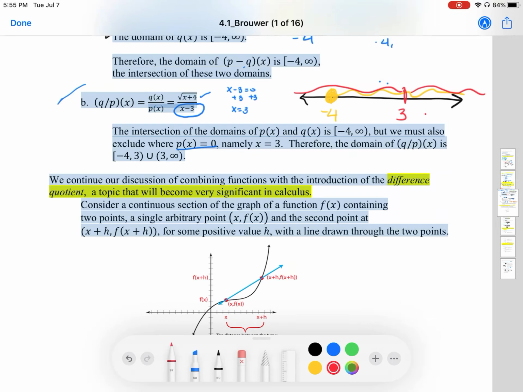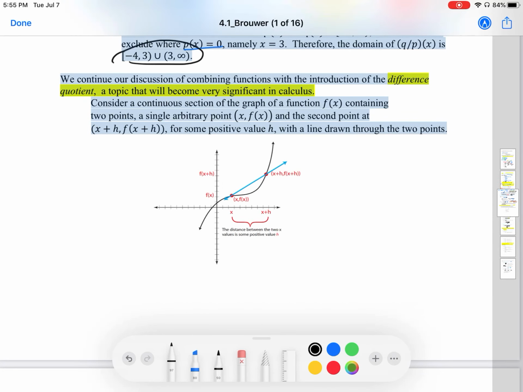So 3 is the open circle. So where do they overlap? We see they overlap from negative 4, and then we have to stop at 3. 3 has an open circle, and then we continue from 3 to infinity. And that's our answer here.